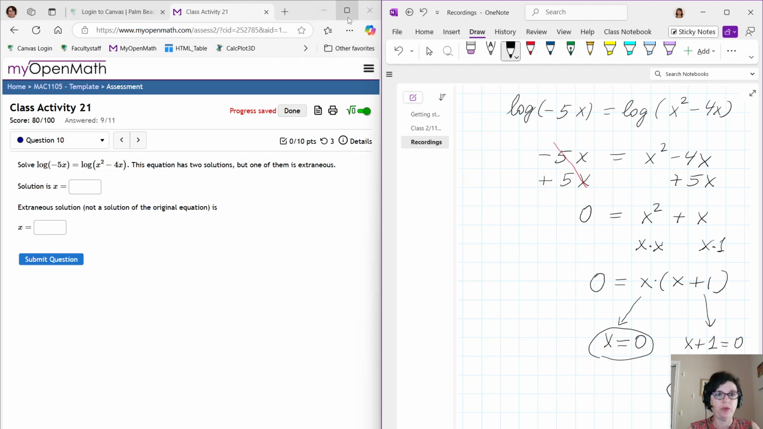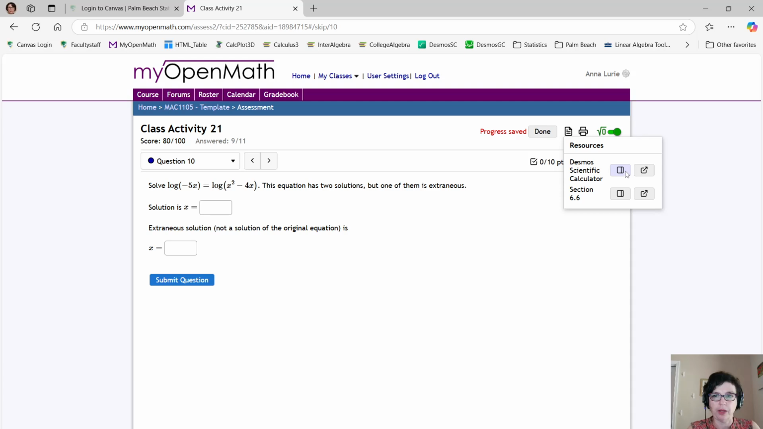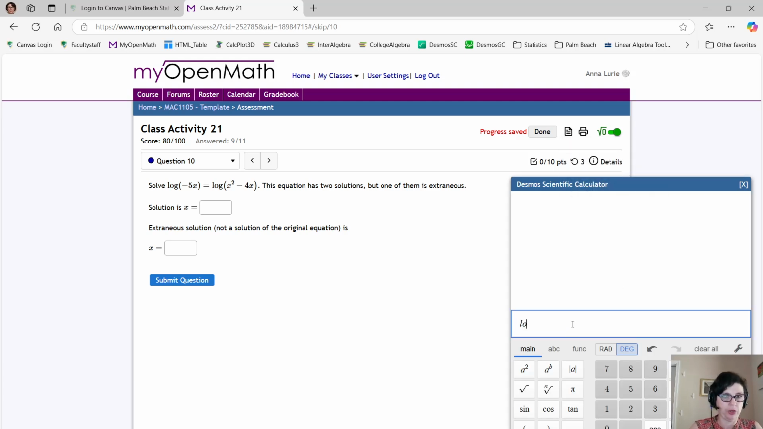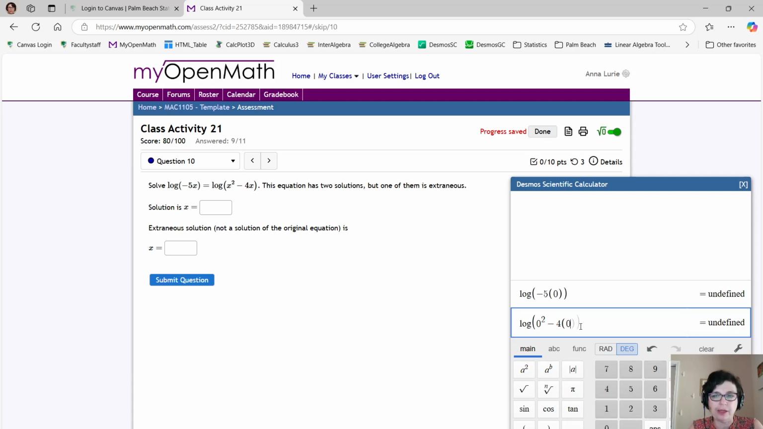Okay, so let's start with 0. I am going to open my calculator and enter the left-hand side and put 0 in place of x. And immediately I see that it's going to be undefined. Actually, the right-hand side will also be undefined, but that's neither here nor there, because if one side is already undefined, that's not a solution. So 0 is actually not a solution. It is a solution of negative 5x equals x squared minus 4x, but it's not a solution of the original equation, because log of negative numbers and 0 are not okay.